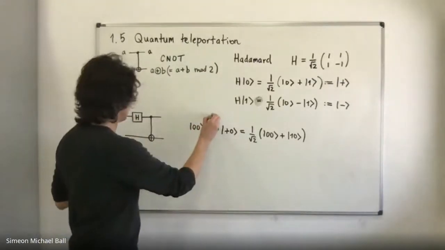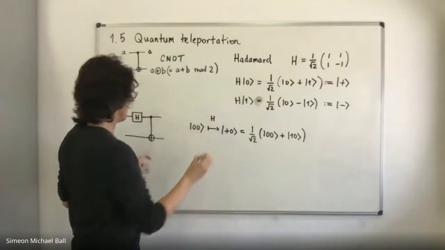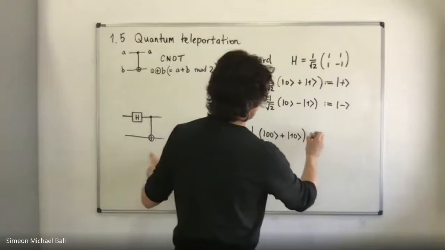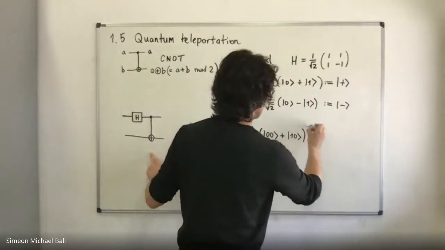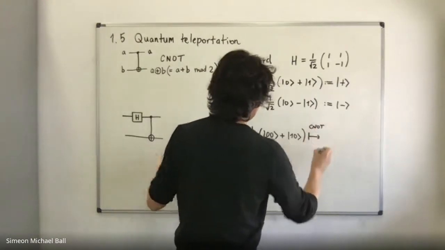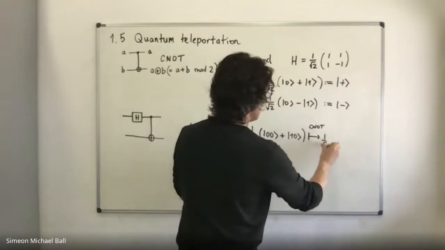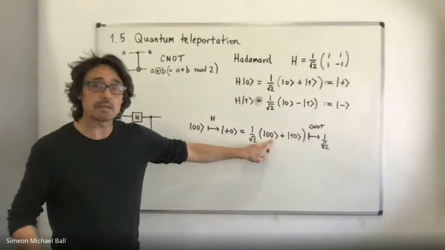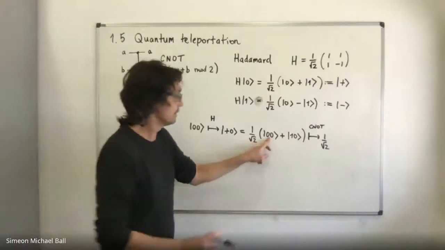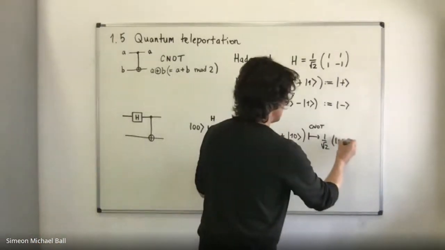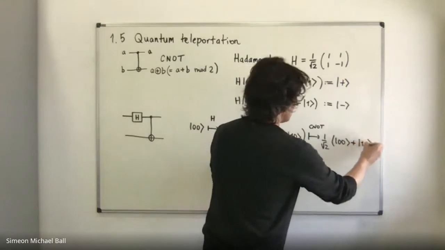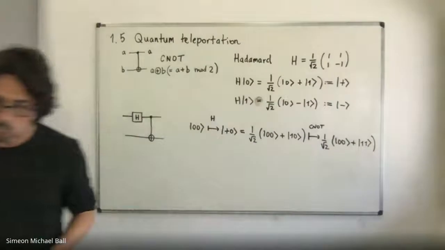So this is when I do the H. Yeah? So this is step 1. This is putting the H. And now I do the C naught. This will be the C naught. Well, the C naught only flips the second bit if the first bit is 1. So here it doesn't do anything. And here it flips the second bit because the first bit is 1.